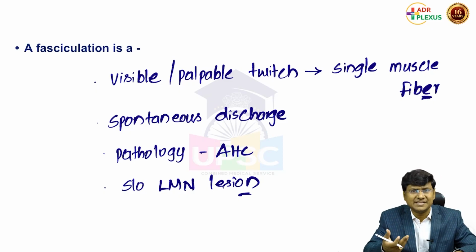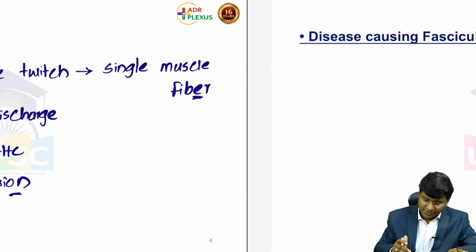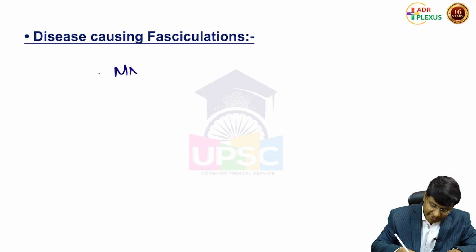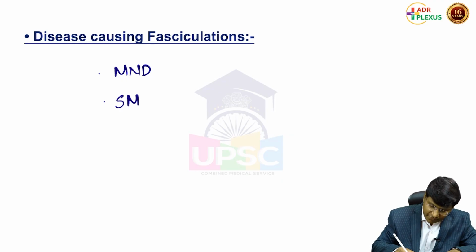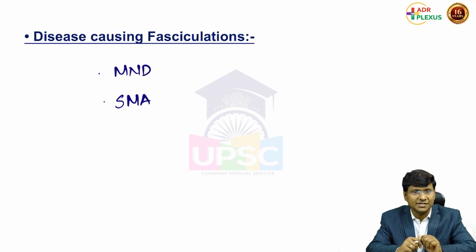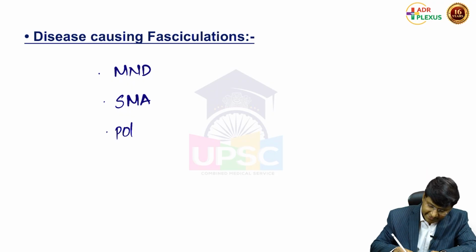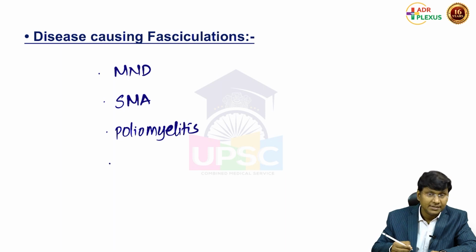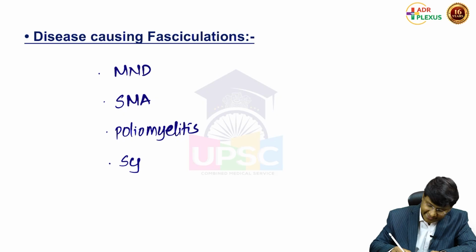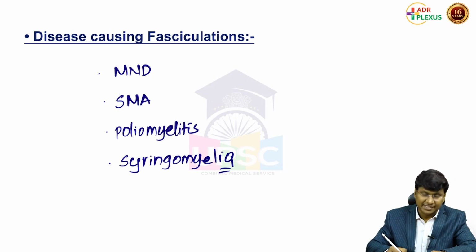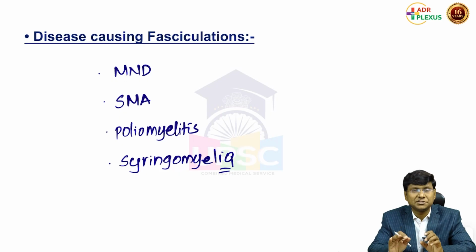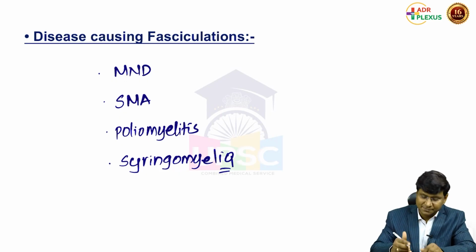What are the various diseases that cause fasciculations? Fasciculations are predominantly observed in motor neuron disease. They are very common in spinal muscular atrophy, followed by poliomyelitis, where fasciculations are very common. Then followed by syringomyelia, a condition where there is dilatation within the central canal of the spinal cord.